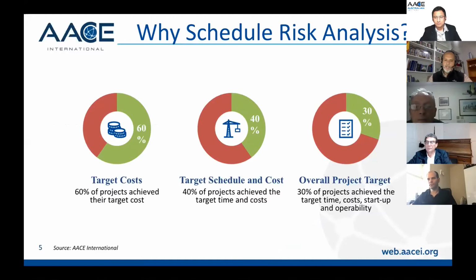A little bit of statistics. Let's have a look at this information from the AACE about major capital projects that have been completed in the last few years. You see that 60% of the projects actually achieve the target cost. And then when you go to time and cost, you go to 40%. And when you go to the overall project target, including the operability, you just go to 30%. So it's actually quite scary when you see something like this.